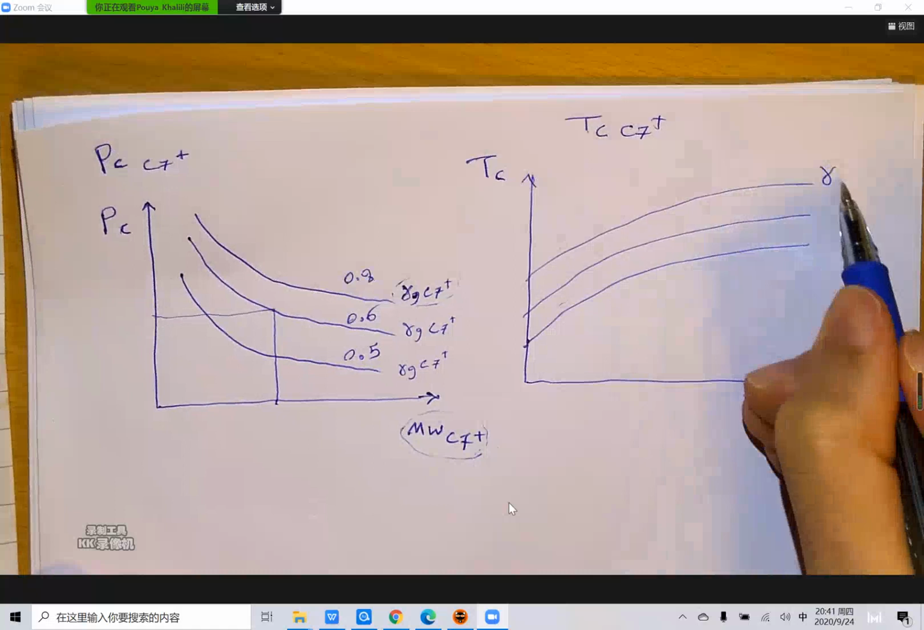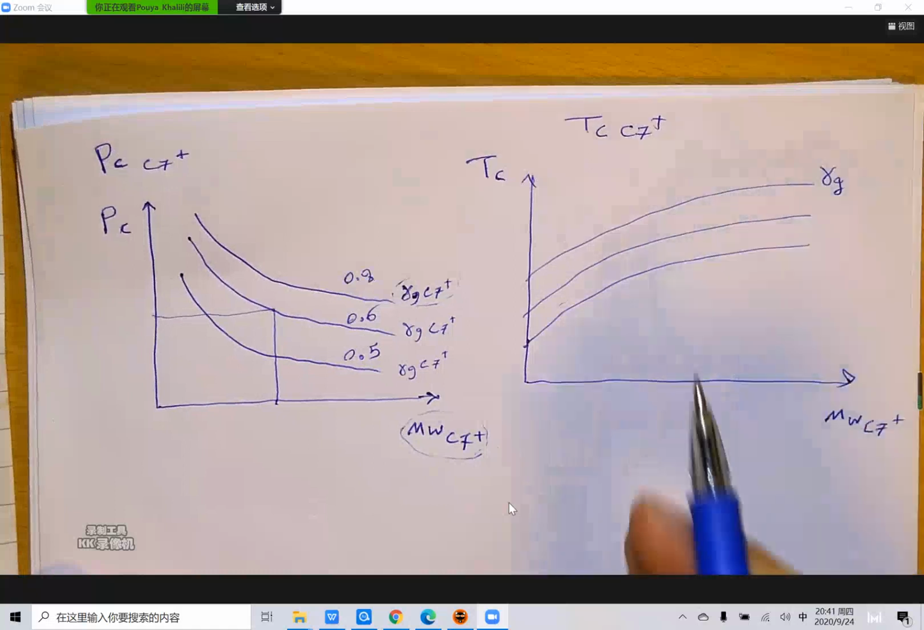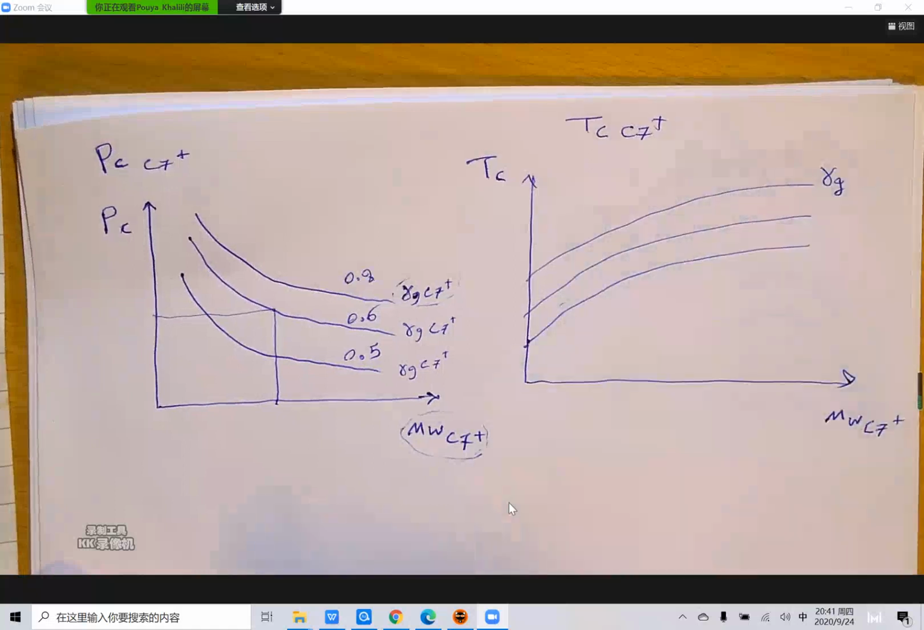Gravity. Can you please upload those curves when you have some time after this? Yeah, sure, thanks.